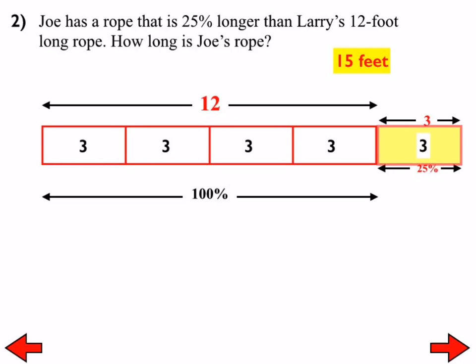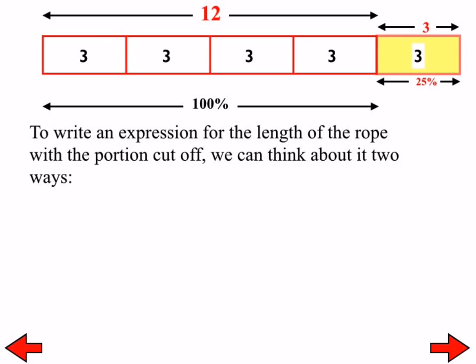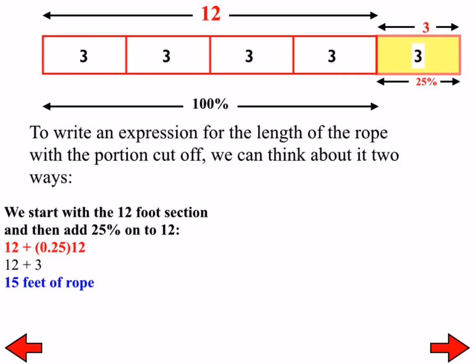But I don't care about that. What I care about is coming up with equivalent numeric expressions that would allow us to find that. So once again, like in the last problem, we're going to think about this in 2 different ways. One way would be thinking about it in terms of starting with a 12-foot long piece of rope and then adding 25% onto that. And so if I start with a 12-foot piece of rope and add on 25% to that, that would give me that expression right there.